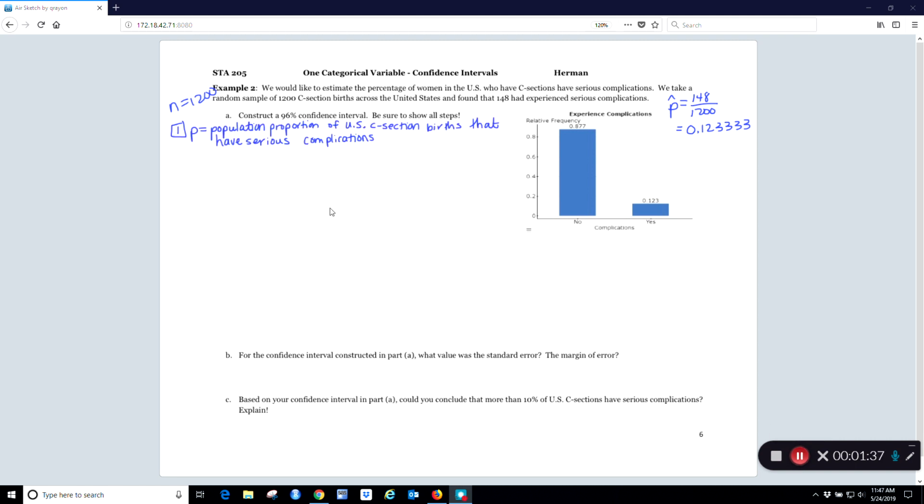Alright, so for our first step, we're trying to define P. Again, that's our population value here. That's our population proportion of U.S. C-section births. I do want to be careful of including the country because I do believe medical care differs greatly depending upon what country we are in. So I think it's important to have the U.S. part here. We are only looking at C-section births, and then looking at the proportion of those that have serious complications. So that's what step 1 should look like. If you want to try step 2 first by pausing the video and then seeing if you match mine, feel free to do so.